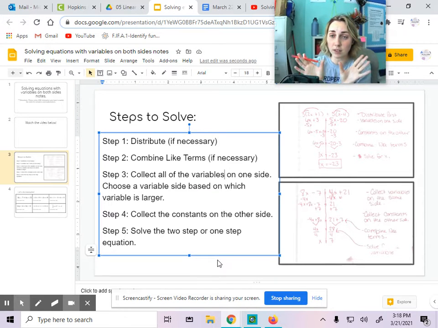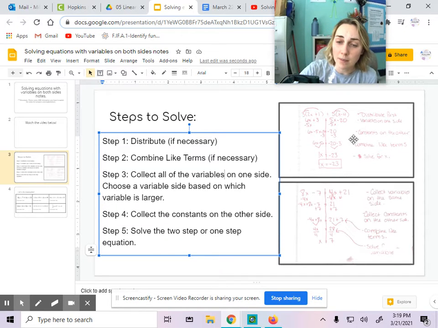So you're going to have two sides, of course. You're going to choose a variable side. And again, I recommend you choosing a side where the variable is the largest variable. Its number is bigger than the other side. Once you choose that, then you're going to collect your constants, so your regular old numbers, on the other side. And once you have all that cleaned up, then you can solve your 1 or 2 step equation. But let's do some examples together. I'll show you step by step what I mean.